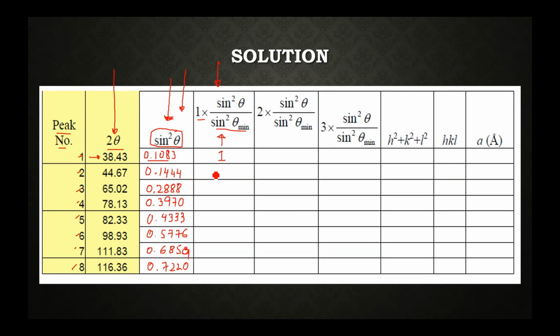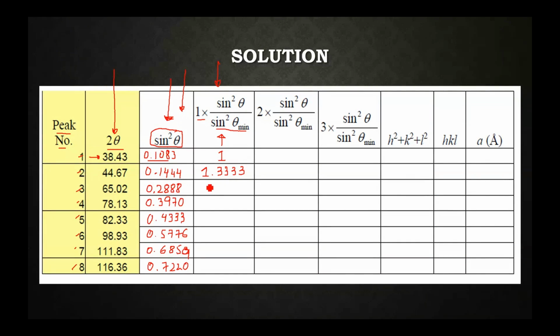So what is the second value? Second value is 1.3333. Sorry, 0.3. Sir, keep adding 3 after the decimal point as many as needed. We'll write up to 4 decimal places. All right.